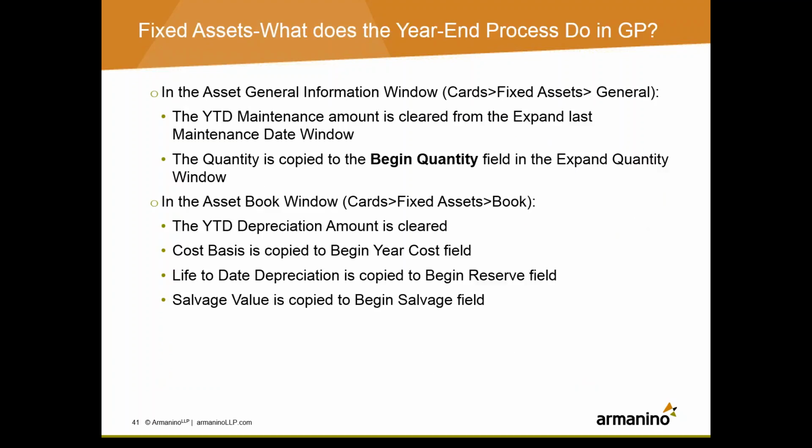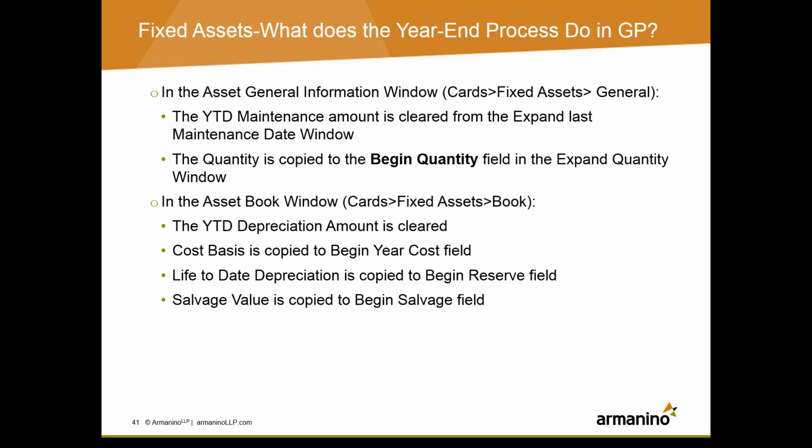So what does the year-end process do in GP? In the Asset General Information window, the year-to-date maintenance amount is cleared from the Expand Last Maintenance Date window. And again, this will make sense when we look at one of the examples in the following slides. The quantity is copied to the Begin Quantity field in the Expand Quantity window.